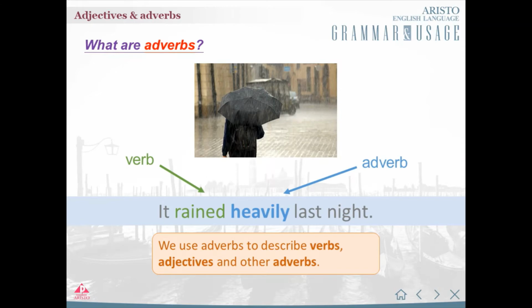In this sentence, the adverb heavily is used to describe the verb rained. The adverb gives us more information about the rain. In this case, it tells us that it rained a lot.